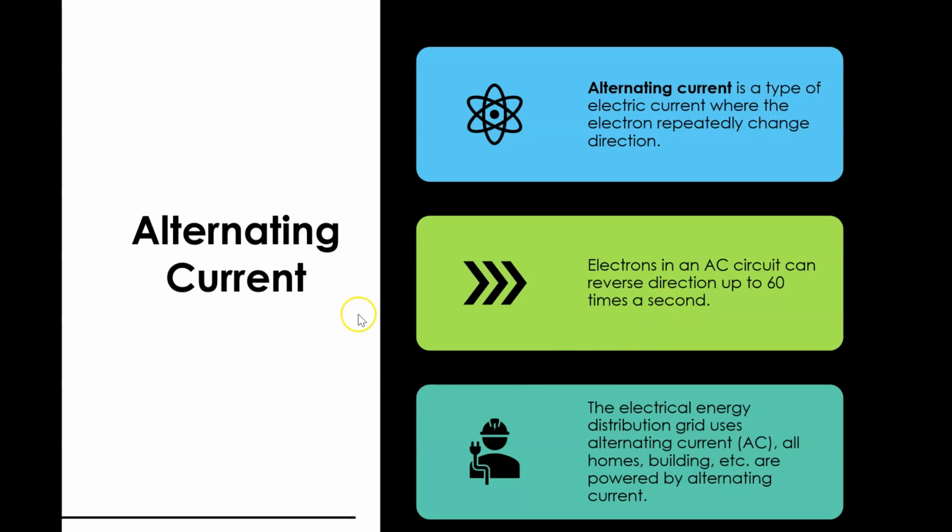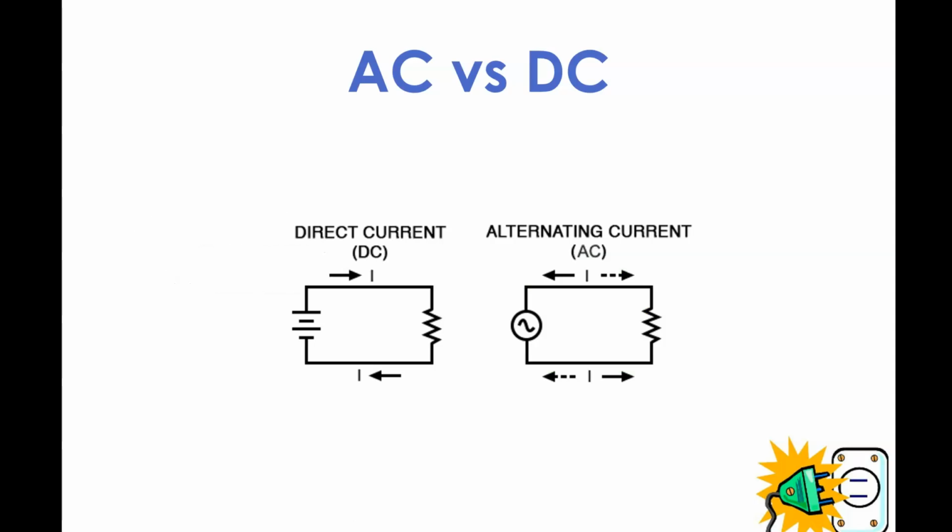This type of current is used to power our homes, for example. So the electrical energy distribution grid, okay, so Hydro Canada, Hydro Ontario, for example, uses alternating current. In all homes and buildings, etc., everything is powered by alternating current. So this is a very complex use of electrical energy compared to the simpler circuits that use direct current.